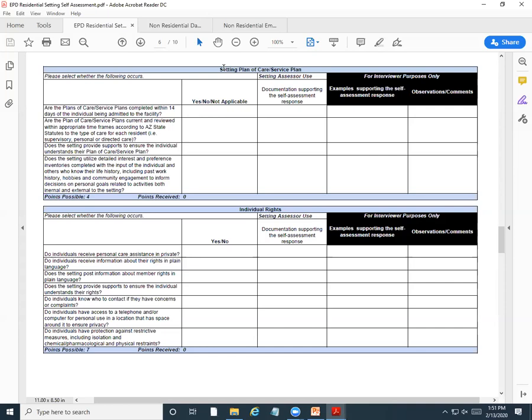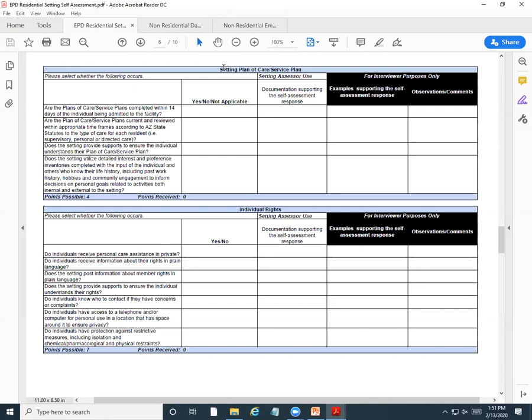Do they have access to a telephone and or computer for personal use in a location that has a space to ensure privacy? And do individuals have protections against restrictive measures, including isolation and chemical, pharmacological, and physical restraint? I think it's pretty self-explanatory, but you're just going to answer this again for all members, not specific members, and how the setting supports individuals to know and understand their rights and their options if they have concerns or complaints.